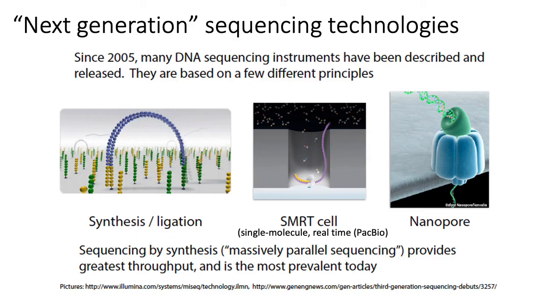Since Sanger sequencing was developed, a number of technologies have now been developed which have higher throughput than Sanger sequencing. The three main ones that we'll talk about in this lecture are sequencing by synthesis, which is spearheaded by the Illumina sequencing technologies, you have the PacBio SMRT cells, and you have nanopore sequencing.